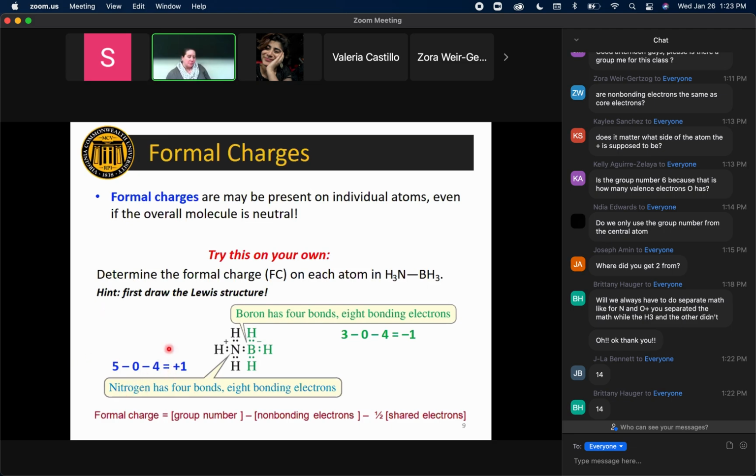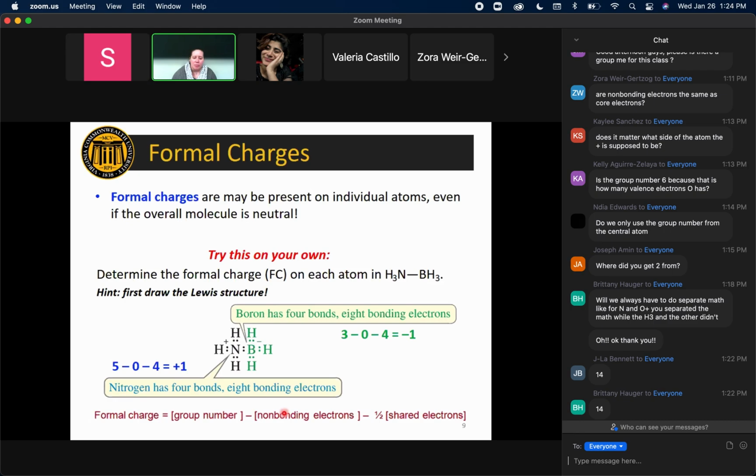I just want to take a moment to point out that 4 bonds gives you 8 bonding electrons, right? When you take 8 bonding electrons and divide by 2, you get the number 4, which is the same as the number of bonds. So it might have seemed like some circular random rambling from me, but the reason I was saying it is that it'll play into some of the other ways to think about formal charge.